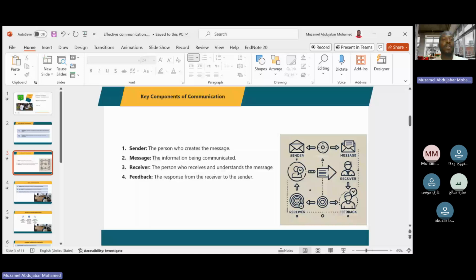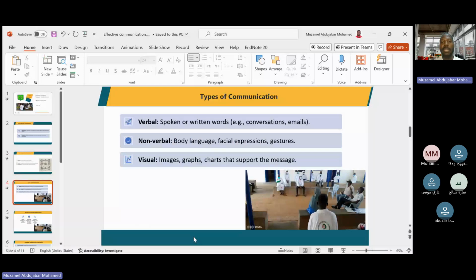Now, let us go to the types of communication. Communication has three types here. One of them is the verbal. Verbal is when you write words, or when you speak. This is the verbal.